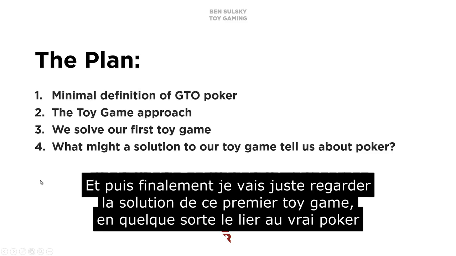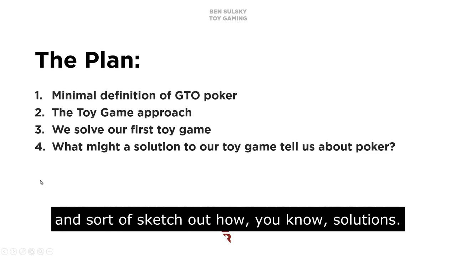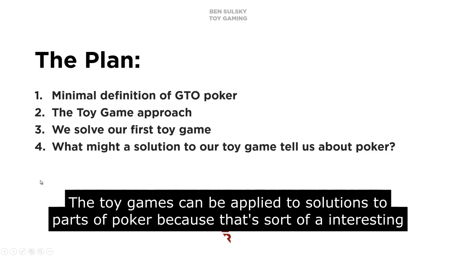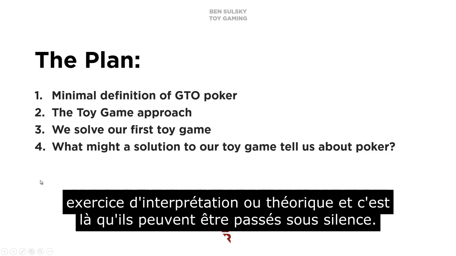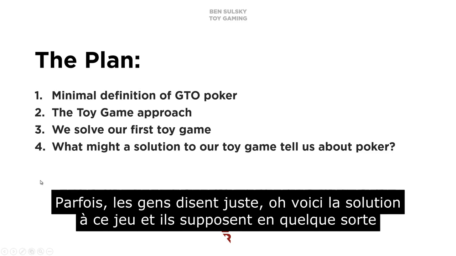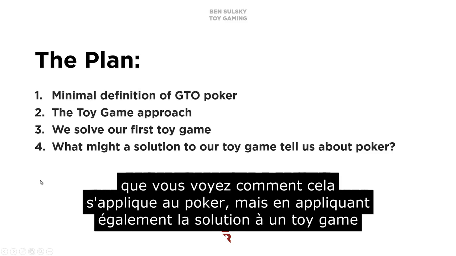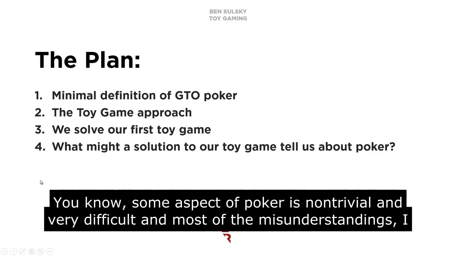And then finally, I'm just going to look at the solution to this first toy game, tie it to real poker, and sketch out how solutions to toy games can be applied to solutions to parts of poker. Because that's an interesting interpretive or theoretical exercise, and it's one that can get glossed over sometimes. People just say, oh, here's the solution to this game. And they assume that you see how it's applied to poker. But actually applying the solutions to a toy game to some aspect of poker is non-trivial and very difficult.